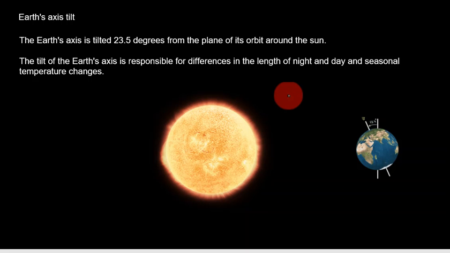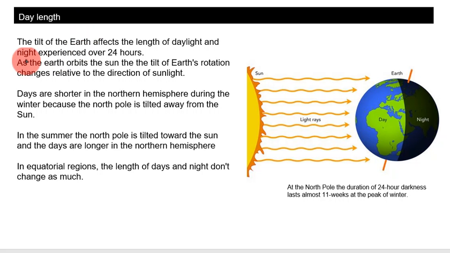During the winter time here in Ireland, it starts to get cold, and all of that is as a result of the tilt on the Earth's axis and its relationship to the sun as it revolves around the sun. So the tilt of the Earth affects the length of daylight and night experienced over 24 hours.